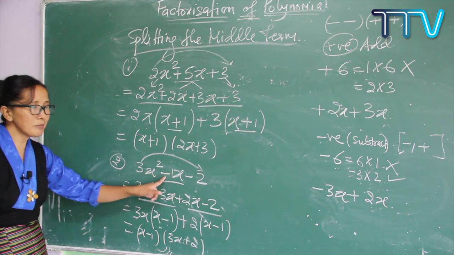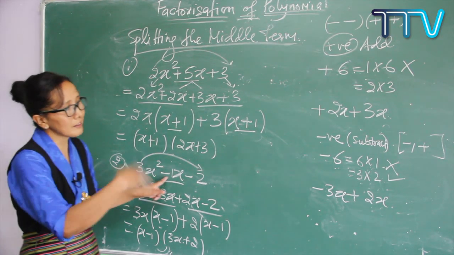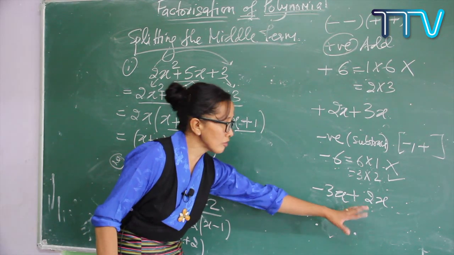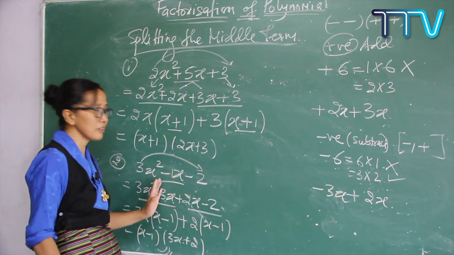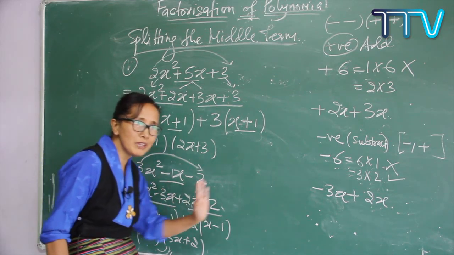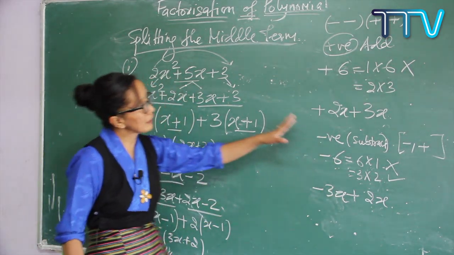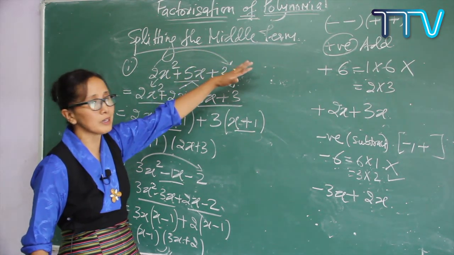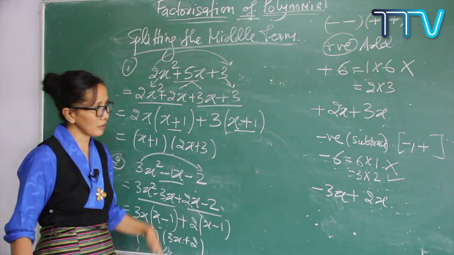So same here, if your middle term is positive, then the greater number is positive. 3 has to take positive and 2 has to take negative. Your sign has to be taken according to your middle term. Middle term sign is always your greater number's sign. Do you get it clear? So this is splitting the middle term, finding the factors by using middle term splitting, understood?